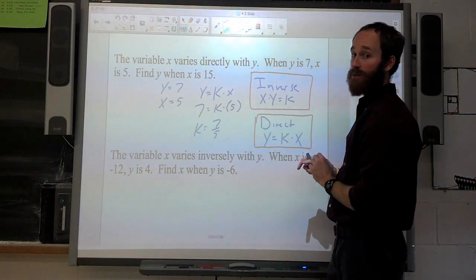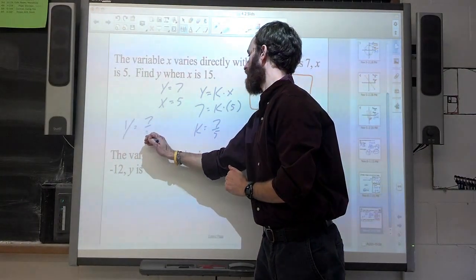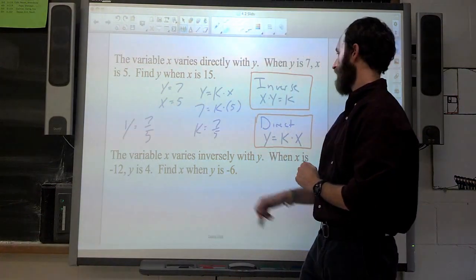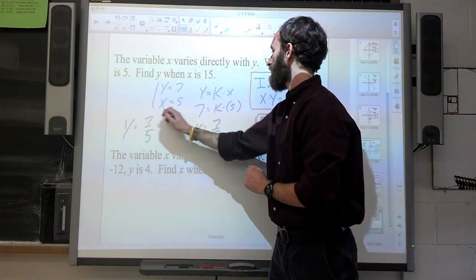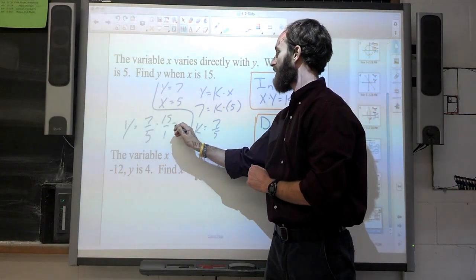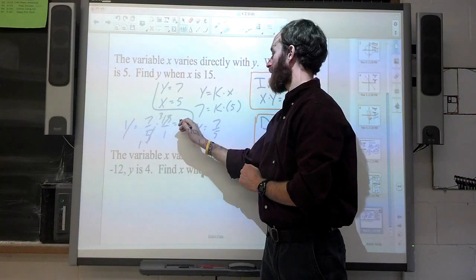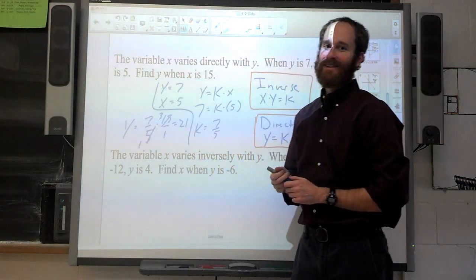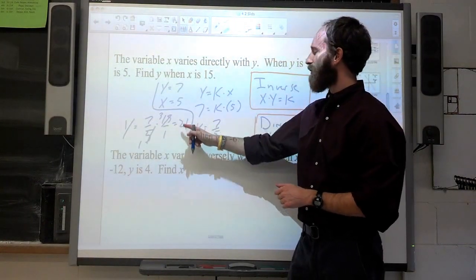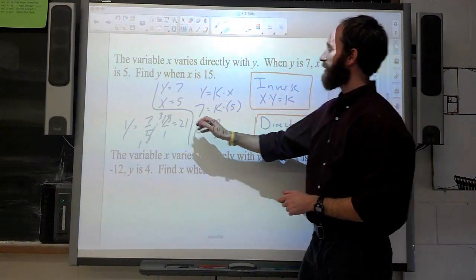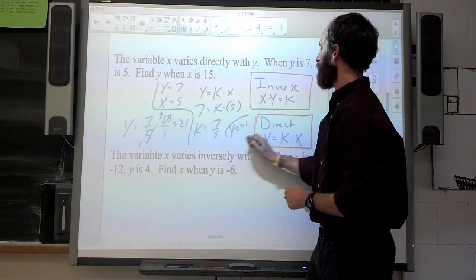So the second part of the problem will be as follows. Y equals 7 over 5 times 15 over 1. And you'll see here, 5 goes into 15 3 times, 3 times 7 is 21. Alright, ignore the bell. So y is now going to be 21. So that's your answer for this problem here. You'll see that y is equal to 21.